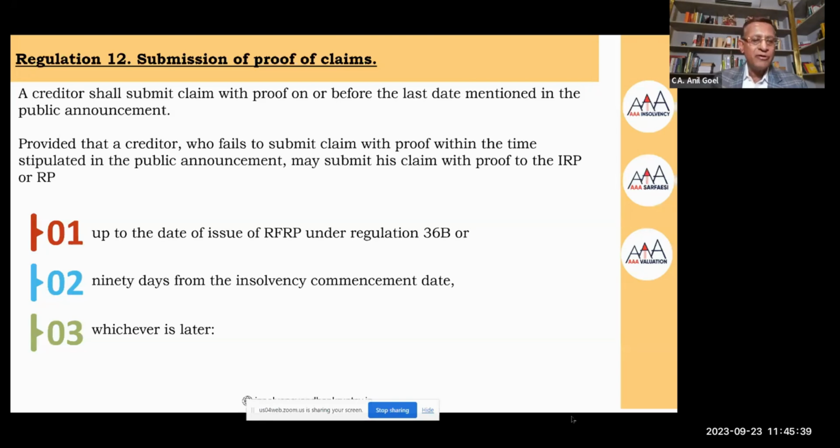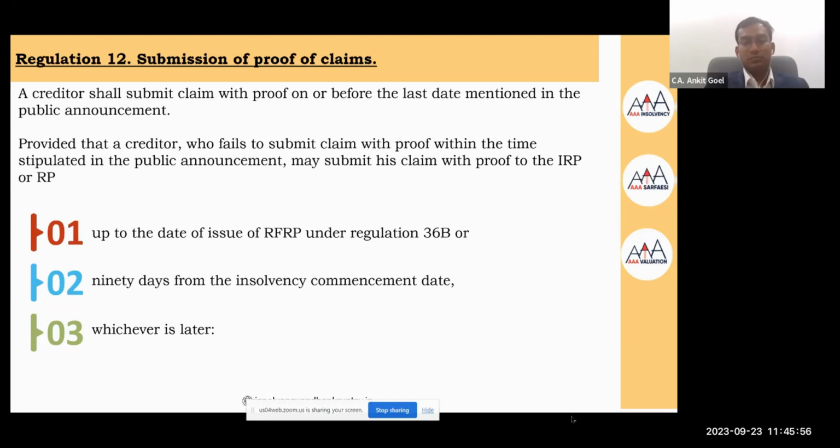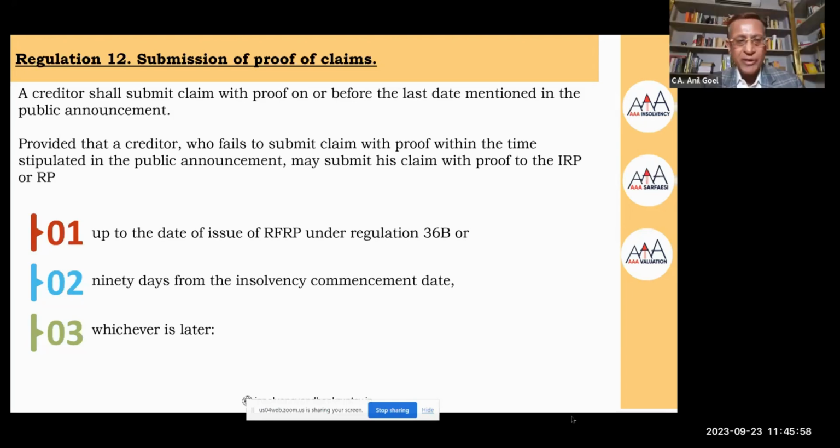So this is a very big change, and I have not seen much hue and cry about this. I have not seen any kind of discussions or deliberations happening on this. People are taking this very casually. I'm saying this is not something that we should take up casually.